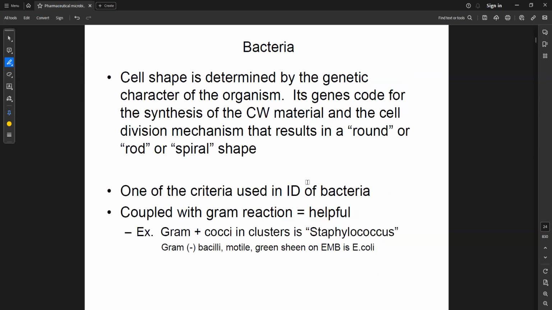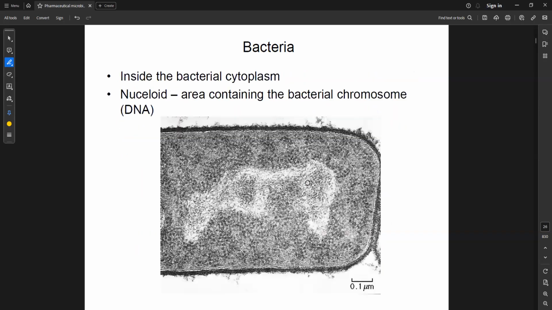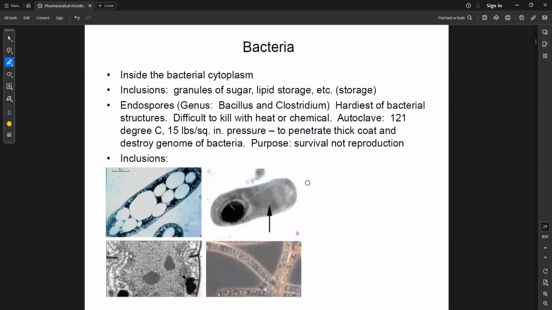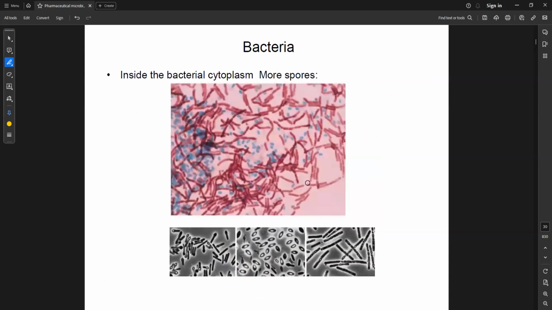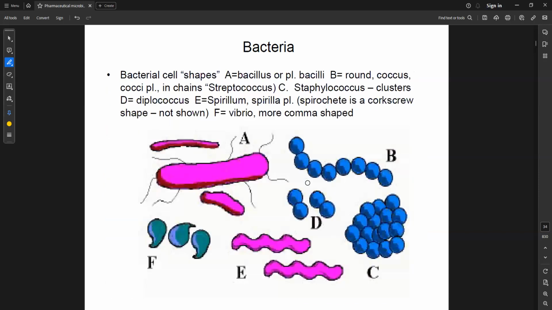So cell shape is determined by the genetic character of the organism. So bacteria can also be classified based on their shape. Let's just keep all this and go to the different shapes. So there are bacilli, which are rod-shaped. Then there's a coccus, which is round-shaped.